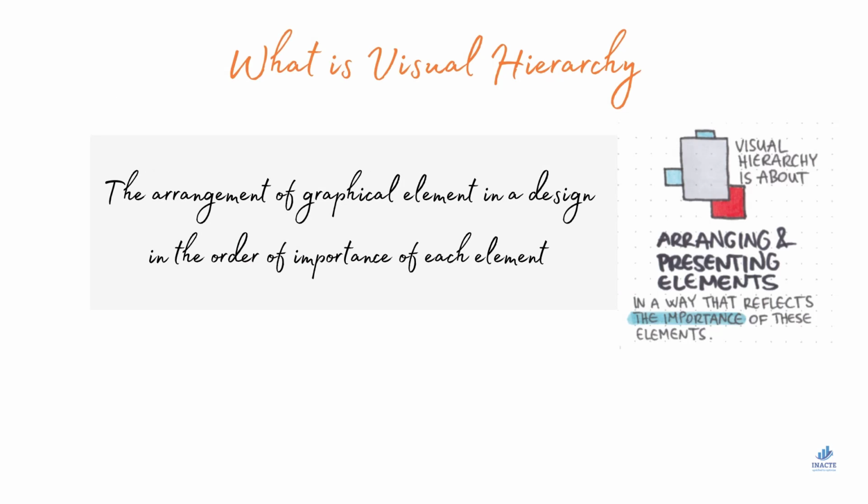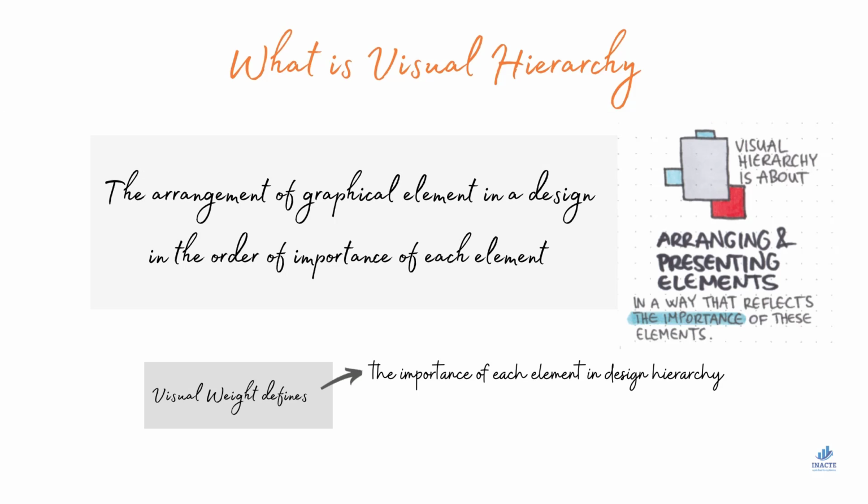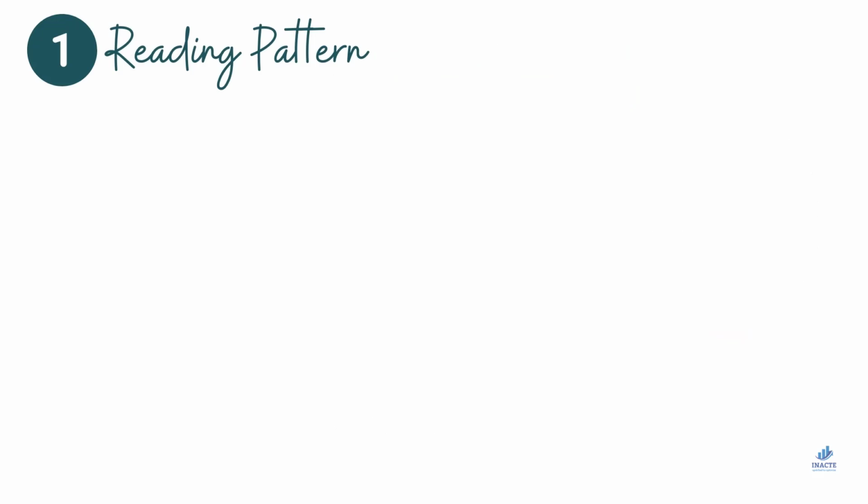Visual hierarchy is the arrangement of graphic elements in a design in order of importance of each element. The visual weight defines the importance of an element in a design's hierarchy, communicating to a viewer's eye what to focus on and in what order. The 6 principles of visual hierarchy are: first, reading pattern.